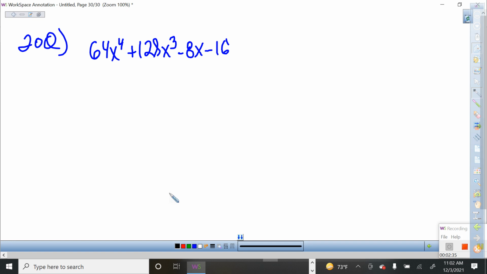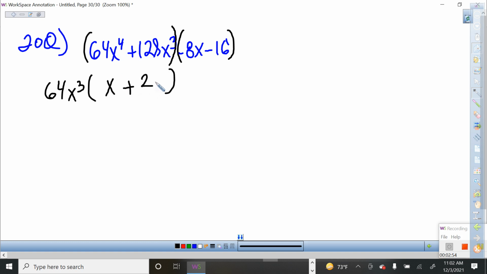Alright, let's group it. First 2, last 2. So, what divides 64 that divides 128? It looks like it's 64, yes. And what else do they have in common? They have x cubed for each term. So that means we're left with x plus 2.